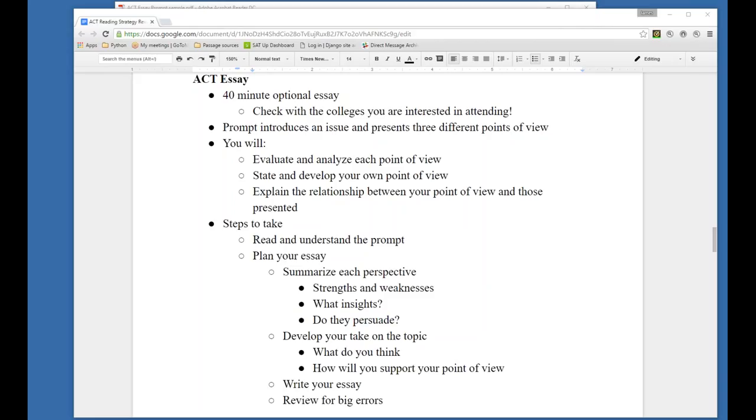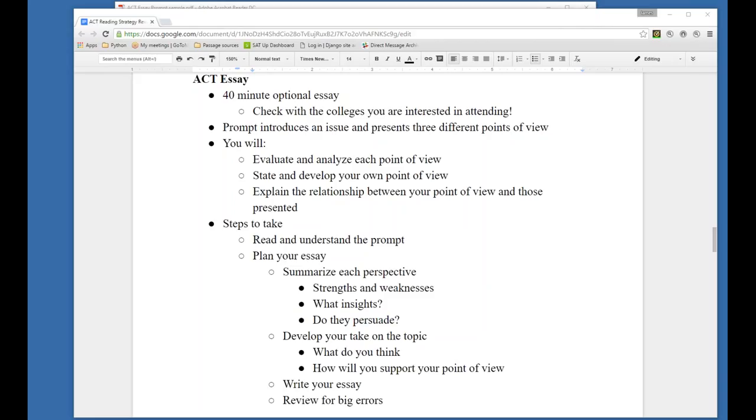And I'll tell you why we want to be thinking like this, because if you look, we need to evaluate and analyze each point of view. We need to know what they think about this topic. Yeah, we could have minus minus, couldn't we? We could have minus plus. So we want to be thinking about the perspectives in terms of our shorthand notations.